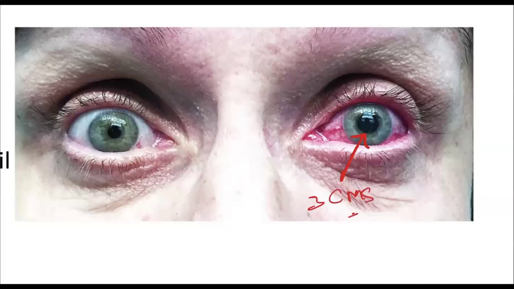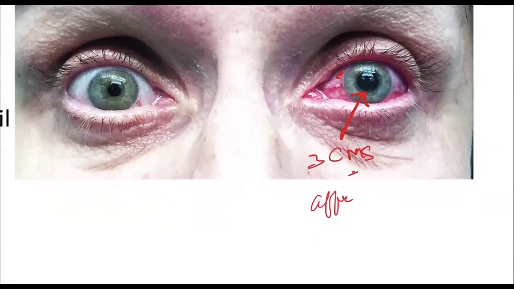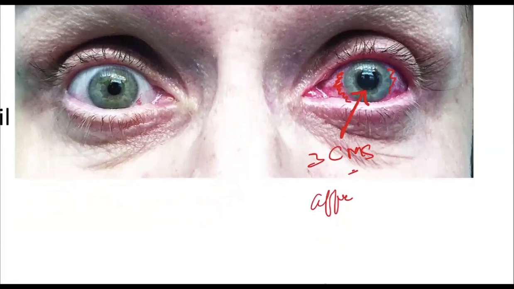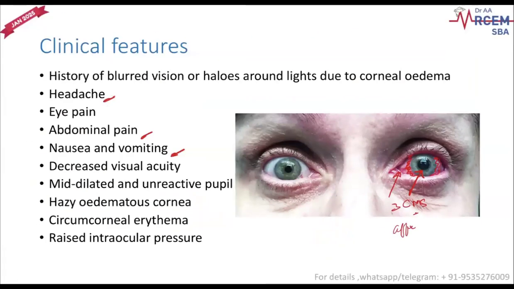And it will not react to light. No afferent light reflex will be there. It will not constrict or dilate. If you flash the light, it will not constrict at all. And erythema will predominantly be seen around the eye. This is not a classical image here. Circumcorneal erythema, that is around the cornea, you will be seeing erythema, that is red color. So circumcorneal erythema, raised intraocular pressure, and a mid-dilated unreactive pupil will be seen.